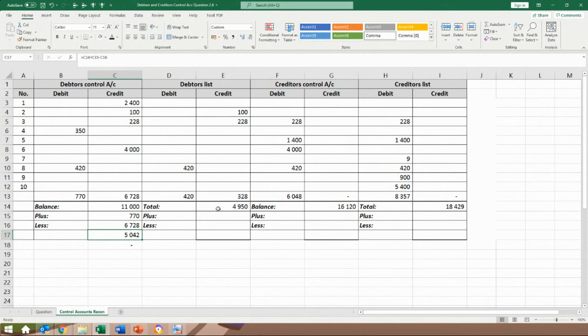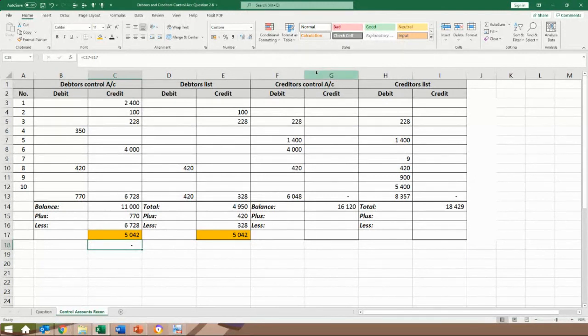We would do exactly the same with the debtors listing. Your debit side would increase it, your credit side would decrease it, and we would add it together. Now, what we need to do is make sure that your debtors control balance and your debtors listing are exactly the same. You'll see here at the bottom, there is no variance between the two. So we've reconciled it. We know we've captured it correctly now.